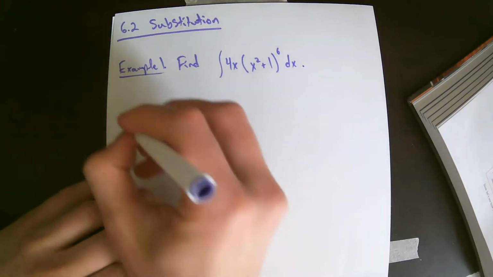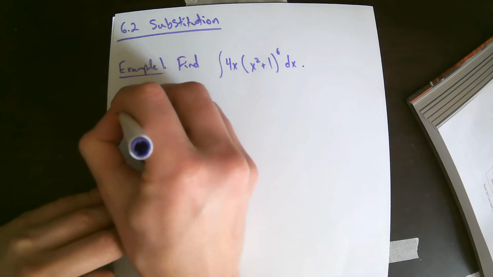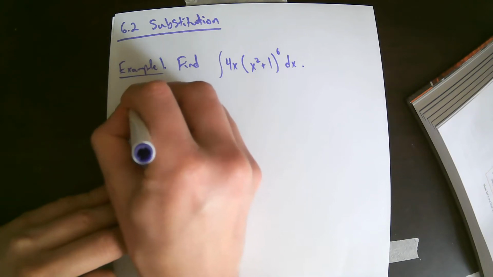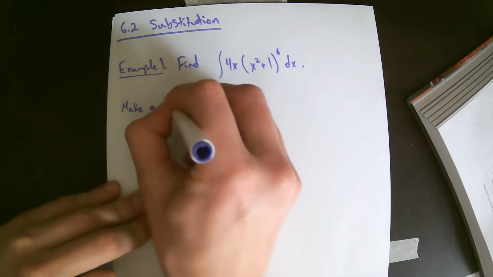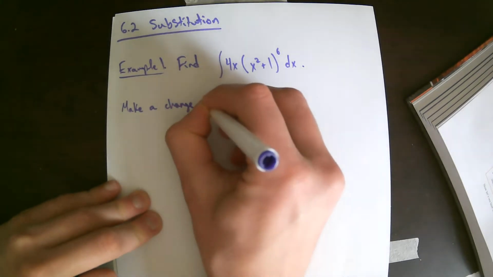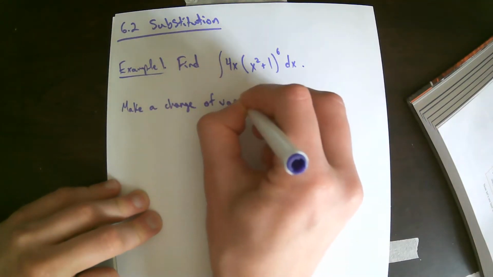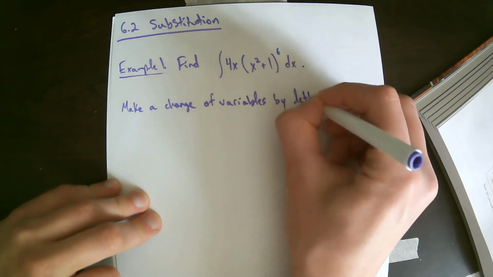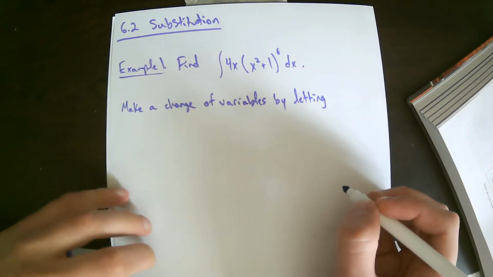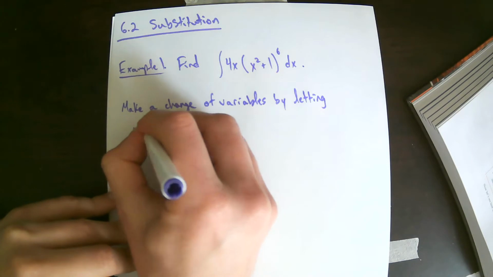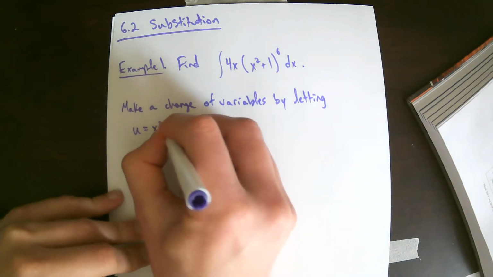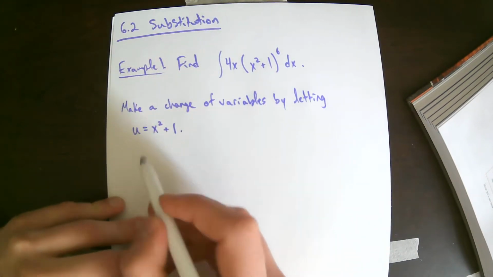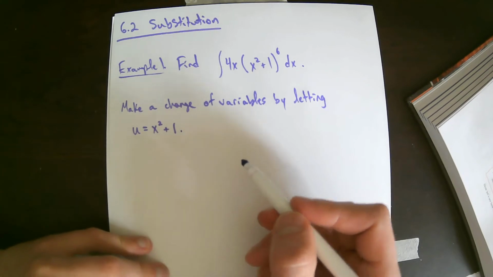Instead, what we're going to do is make a change of variables. That's kind of the key thing that we're doing here. We're going to introduce a new letter, u, equal to x squared plus 1. Now, why did I pick x squared plus 1?